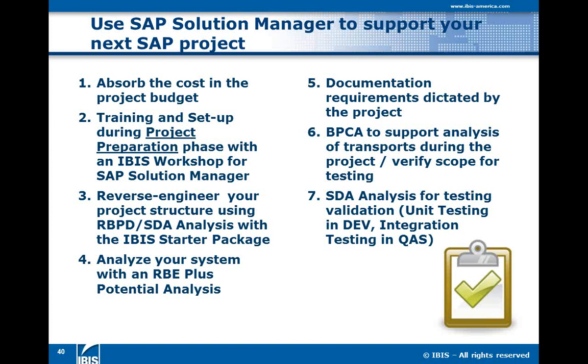Then you'll be in a position as well to use the functionality to reverse engineer a project structure with that reverse business process documentation. So that's an automated way of building that scope. Analyze your system with the RBE Plus Analysis so that you can also get to those process variants and understand where those variants need to be reflected in the scope. And then the documentation build-out is now part of the requirements dictated by phase gate review of the project. So you've got a natural way of building the content in that structure because the project is responsible for that anyway.